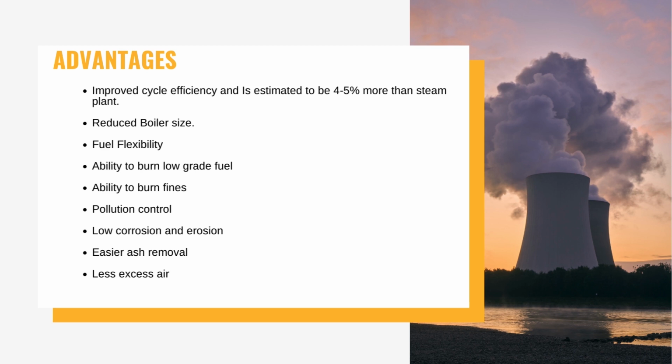Easier ash removal. No clinker formation, since the temperature of the furnace is in the range of 750 to 900 degrees Celsius in FBC boilers. Even coal of low ash fusion temperature can be burnt without clinker formation. Ash removal is easier as the ash flows like liquid from the combustion chamber. Hence, less manpower is required for ash handling.